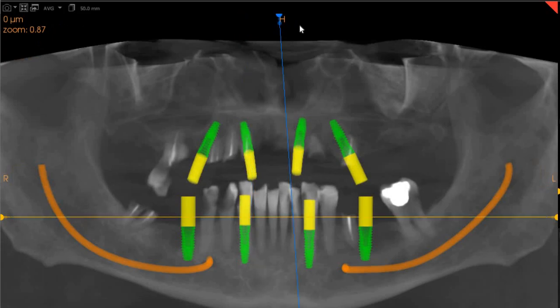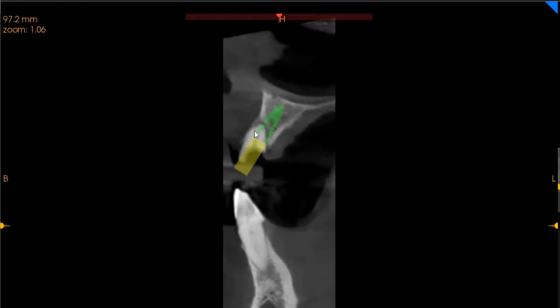Moving to the upper left, sorry, anterior region. Here we've got approximately, there we go, 8 millimeters of width with 14 millimeters of height.